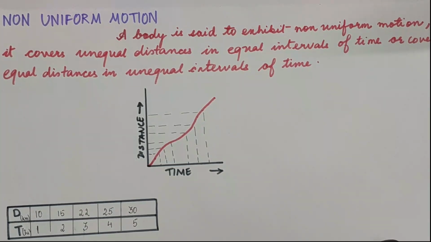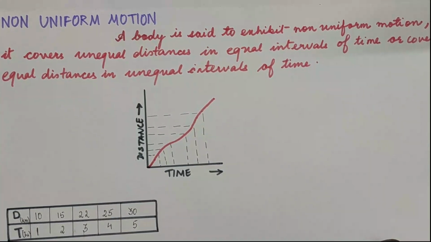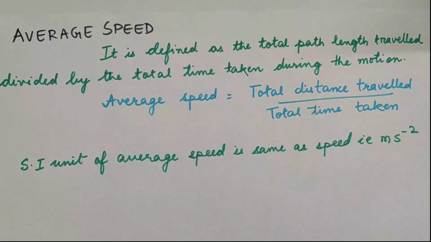I am very sure that you would have understood the concept of uniform and non-uniform motion. It is easy to calculate the speed in case of uniform motion, because you have equal distances, so you can consider any distance divided by the time.